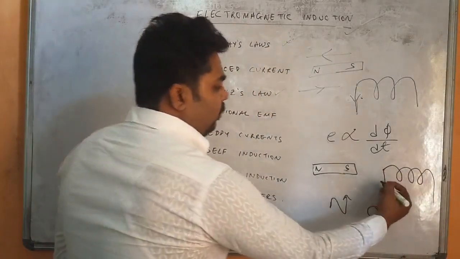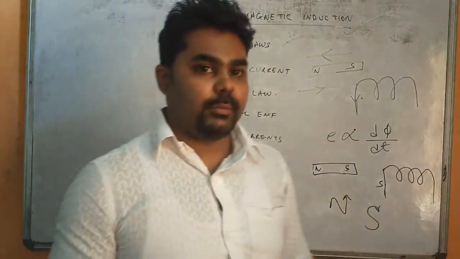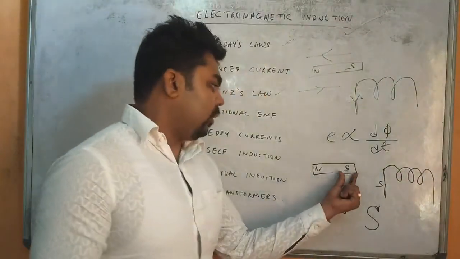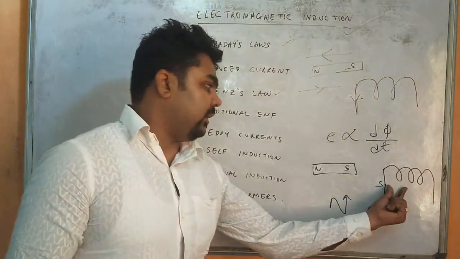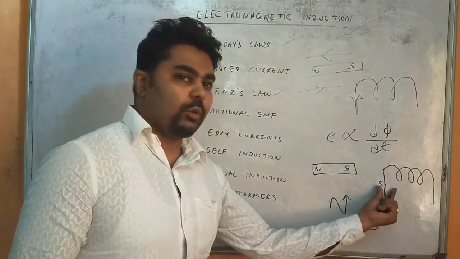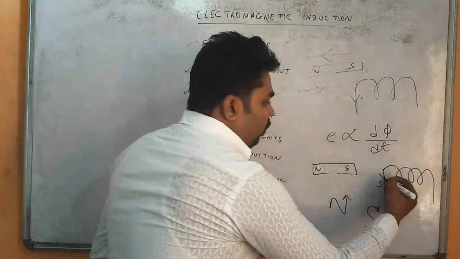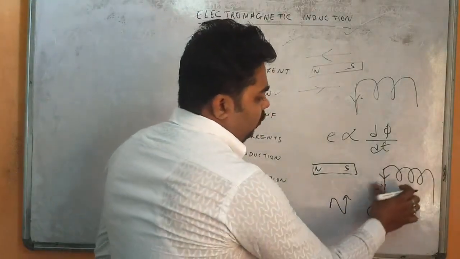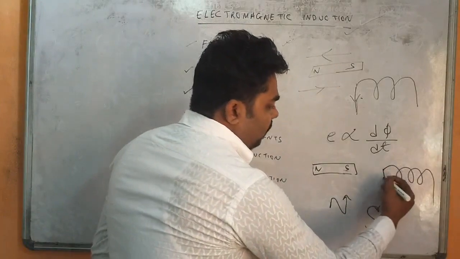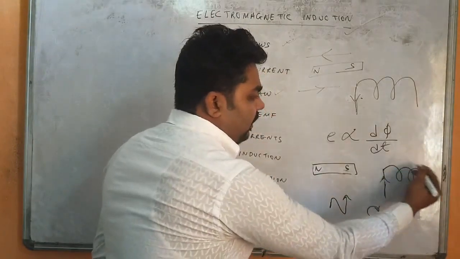The near end also develops a south pole to oppose the motion of this magnet. So when the south pole comes near a coil, it develops a south pole here. As the south pole has formed here, there will be a clockwise current, and the current will be moving up like this.